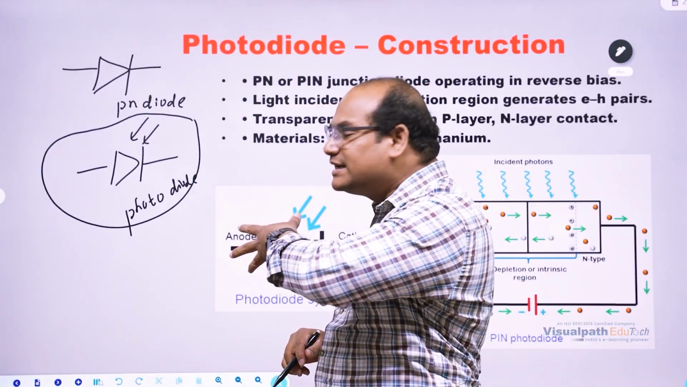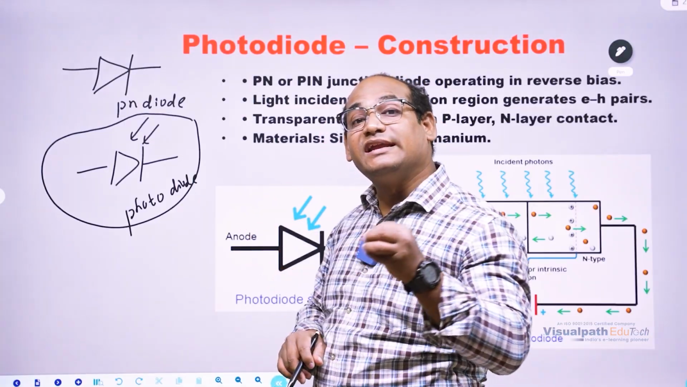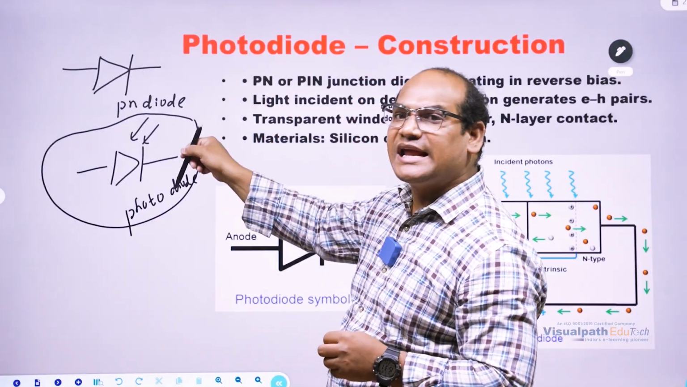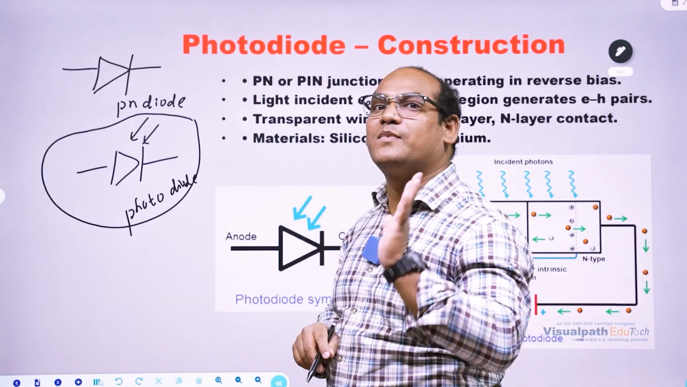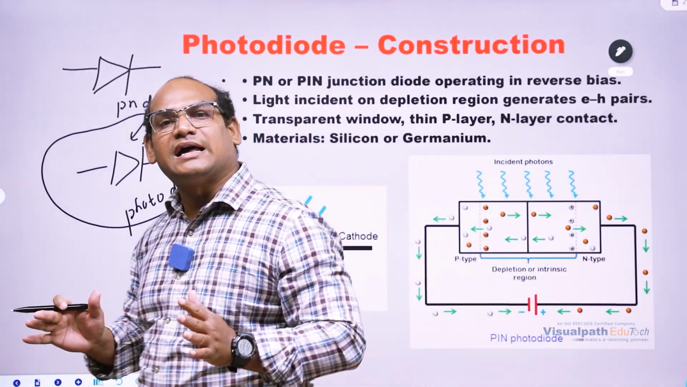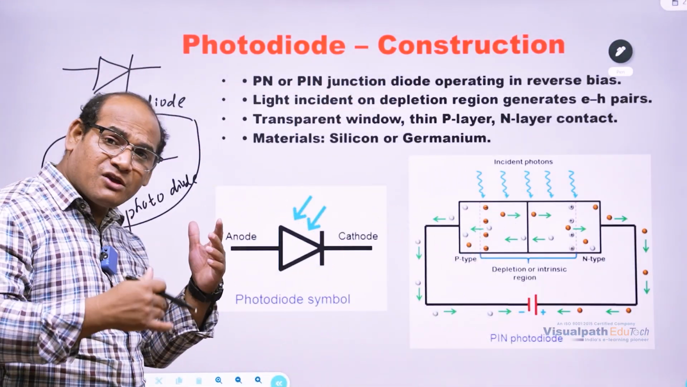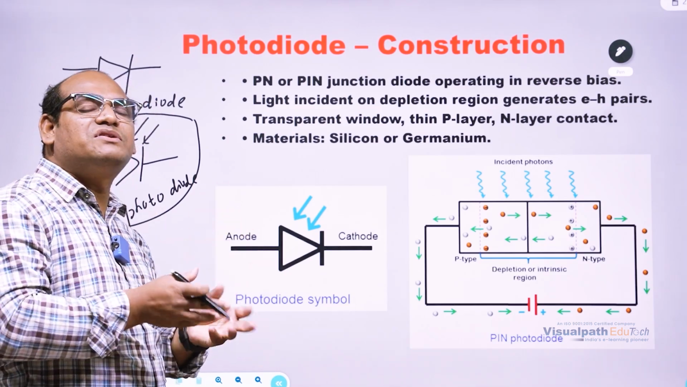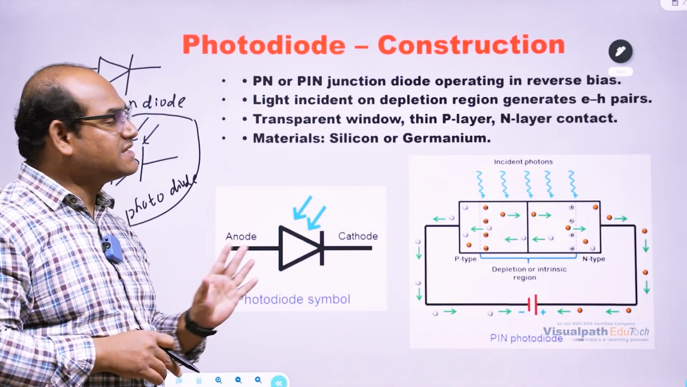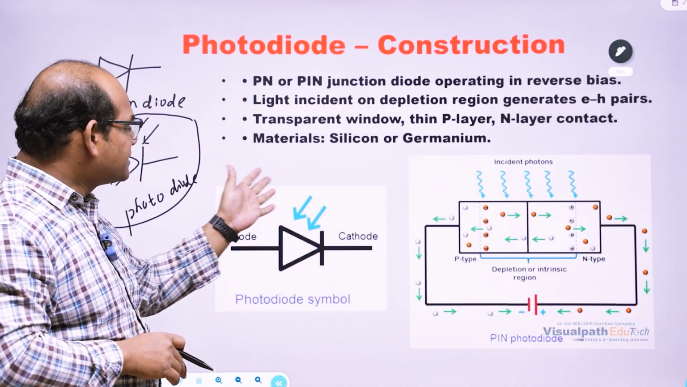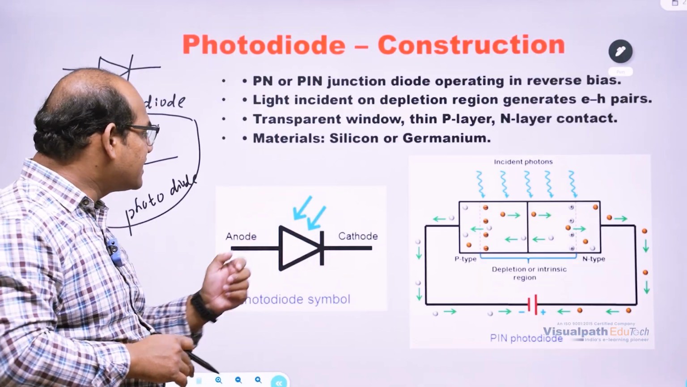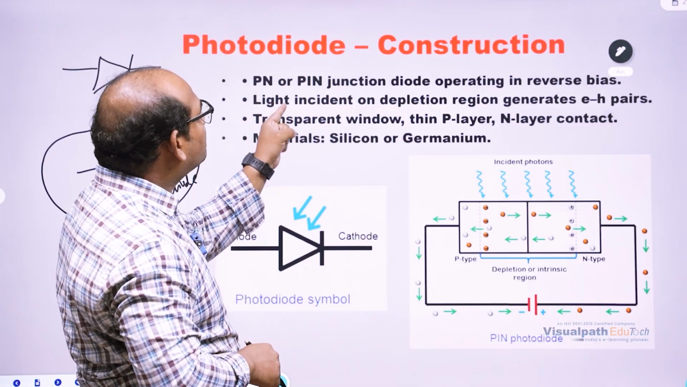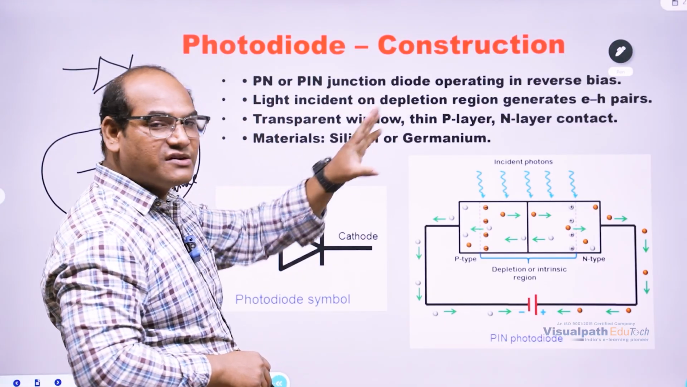In order to operate this particular photodiode in the required region, we are incidenting the light on the diode junction. That is the main point here. Whenever you are talking about the photodiode, we need to incident the light on the diode. Then the function of the photodiode will be performed. Here you can check that: anode is there, cathode is there, and light is illuminated on the diode structure. Then the PN or PIN junction diode operates in the reverse bias.